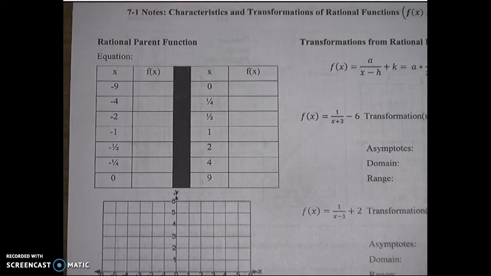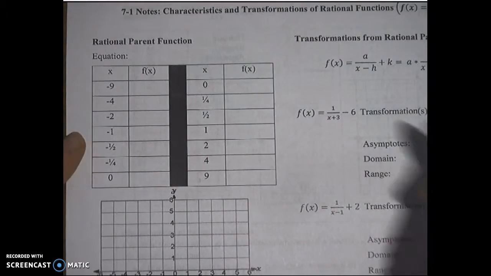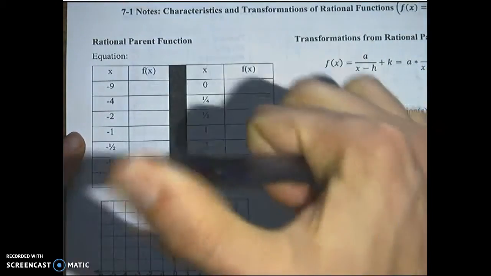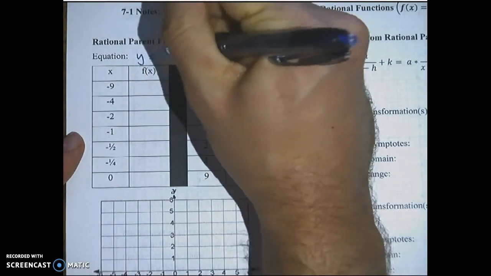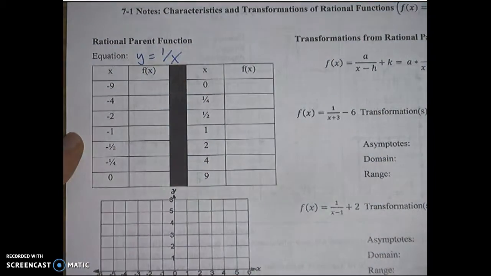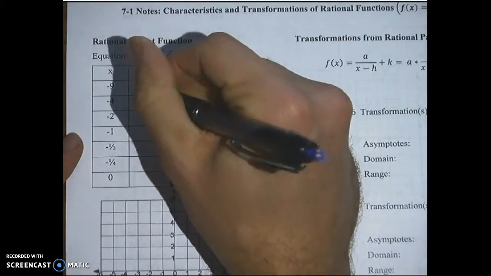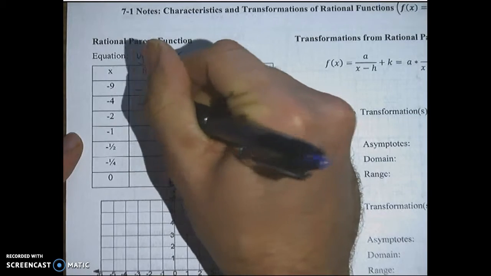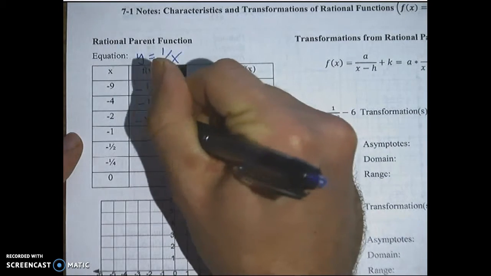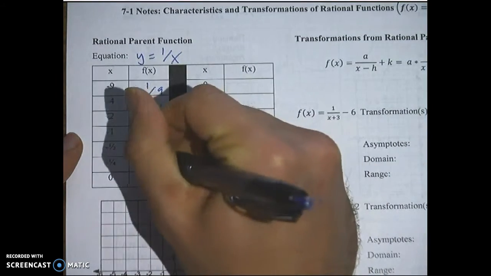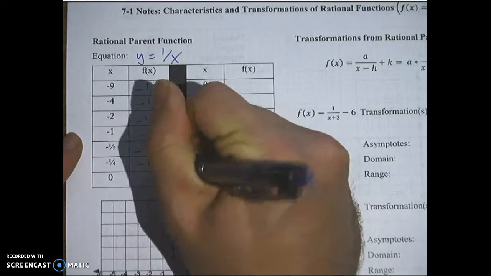Hi there. Today we're talking about characteristics of the rational function. The rational parent function, your most basic rational, is y equals 1 divided by x. So if I was going to fill in this table here, I'd plug in the x and I'd end up with negative 1/9, negative 1/4, negative 1/2, negative 1, negative 2, negative 4.